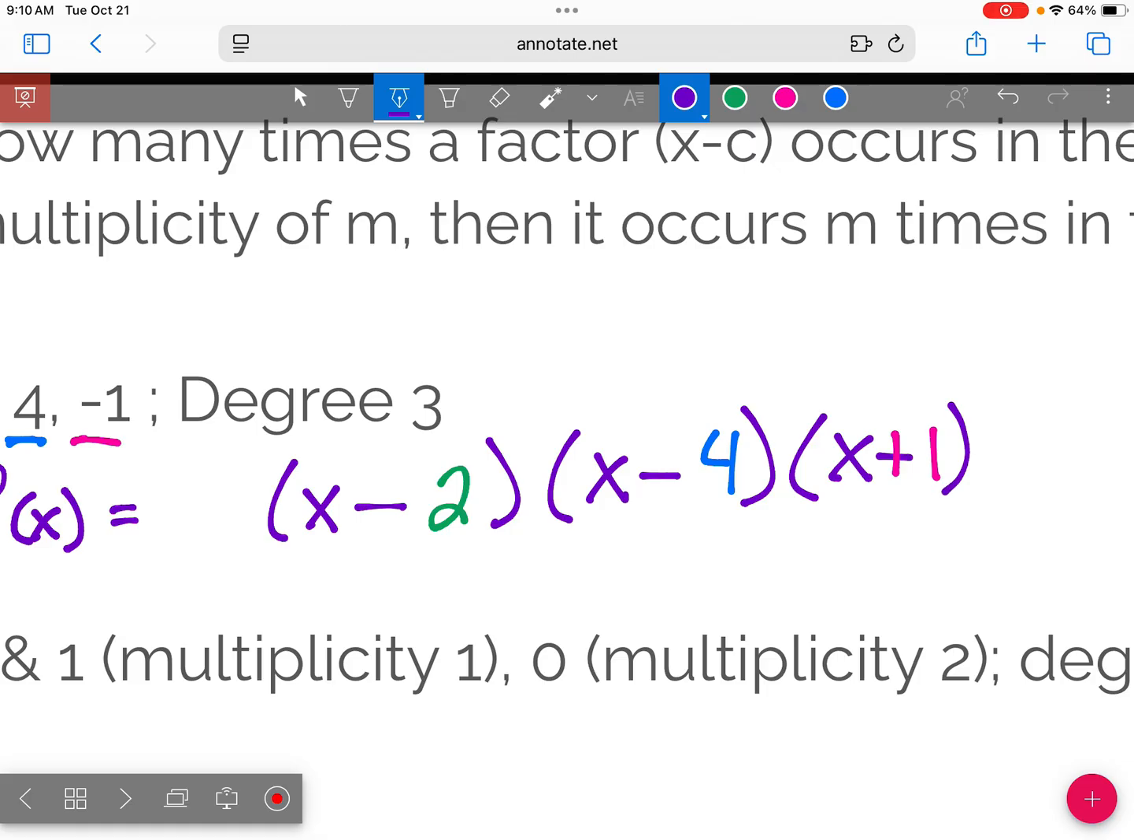If we know our a value, we would be able to put that here. We don't know it. There is an a value. We just don't know what it is. This has a degree of 1, 2, 3. So this would be a polynomial in factored form that has roots at 2, 4, and negative 1.